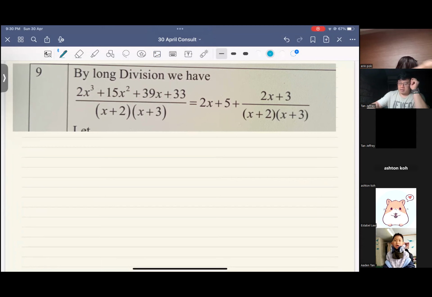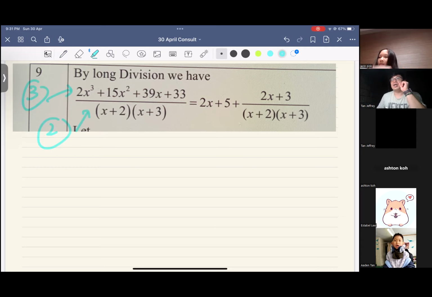So that's why if I look at this, you can see that this is not proper because on top is cubic, degree 3, below is degree 2. If you see the topic 8 part 6 notes, the first part talks about improper and proper. You have to first do long division. As long as the degree of the numerator is less than the degree of the denominator, then it is a proper fraction. Correct.